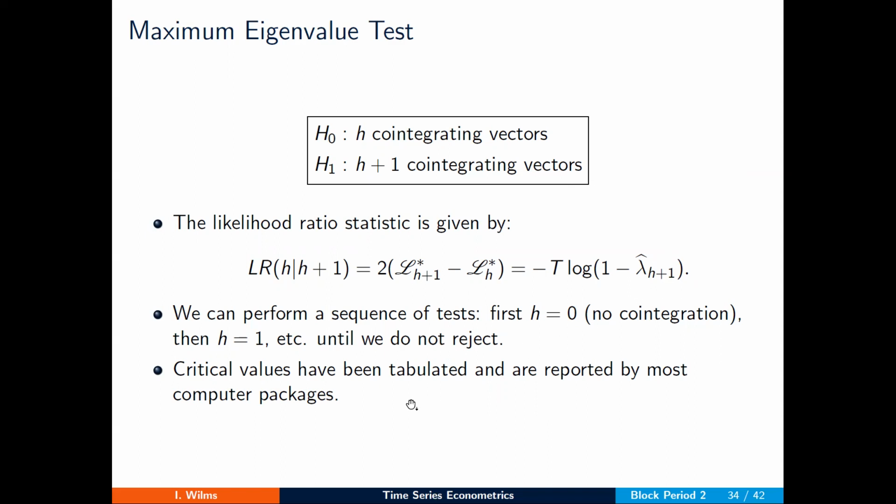And we can then perform the same sequence of tests as we did for the trace test. But in general, since we have a different alternative hypothesis, it is possible that the trace and the max eigenvalue test stop at another point in the sequential procedure. And this points towards a possibly different conclusion concerning the cointegration rank.